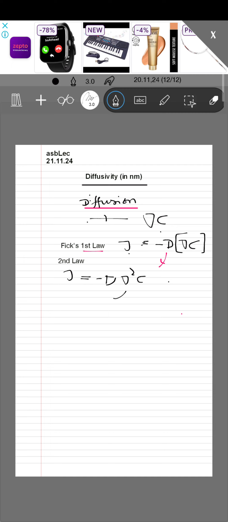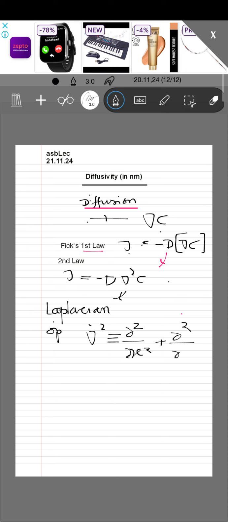This operator is the Laplacian operator. And it means del square by del x square plus del square by del y square plus del square by del z square.